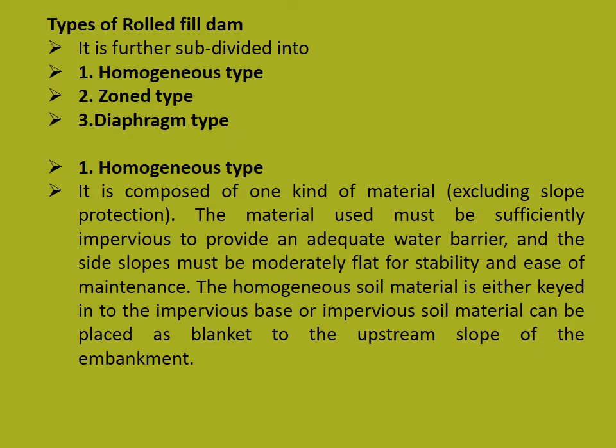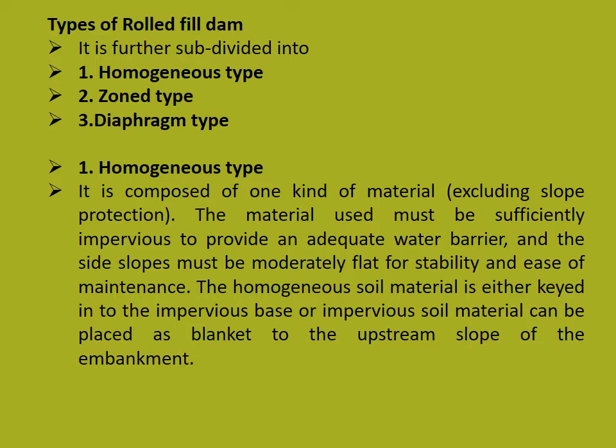There are different types of roll-fill dams. It is further divided into homogeneous type, zone type, and the third one is the diaphragm type. We will talk about the homogeneous type of roll-fill dam. It is composed of one kind of material, excluding slope protection. The material used must be sufficiently impervious to provide an adequate water barrier, and the side slope must be moderately flat for stability and ease of maintenance.